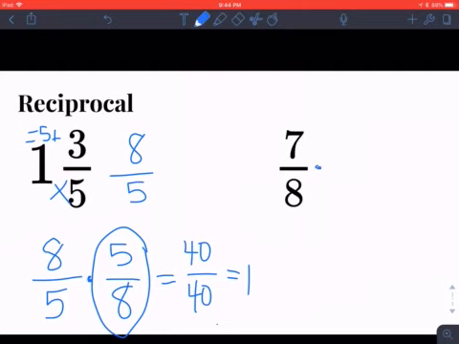And then we have 8/7. Again, we can just flip it and make, I apologize, if we have 7/8, we can flip it and make it 8/7. That would be our reciprocal. We get 56/56, which is really 1 whole. So 7/8, the reciprocal would be 8/7.